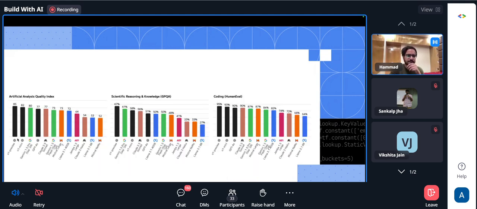Okay, so this is a comparison between various generative AI platforms like Chat GPT. This is their latest model that has the highest rating, and in every aspect, like scientific reasoning and knowledge, coding, or artificial analysis quality index, Chat GPT is the best. Now, considering this particular model, Mistral Large, that is open source, you can download this model, train it on your own data, and fine tune this model to run your own prompts on it.